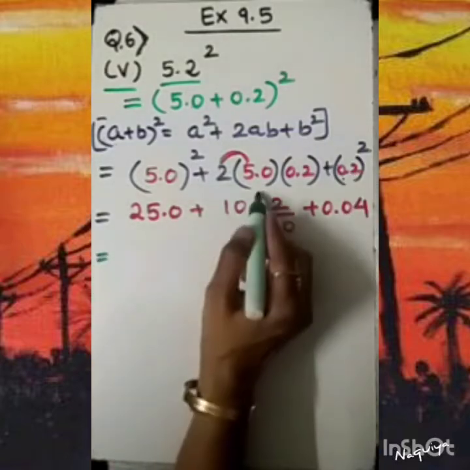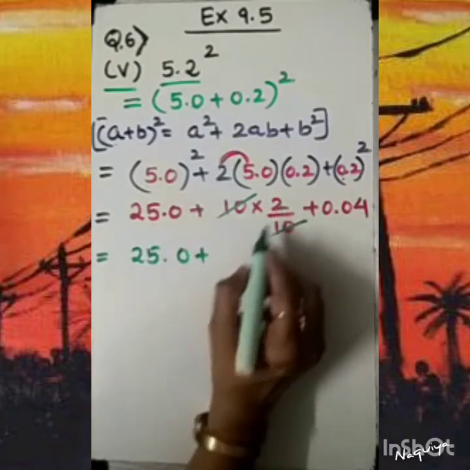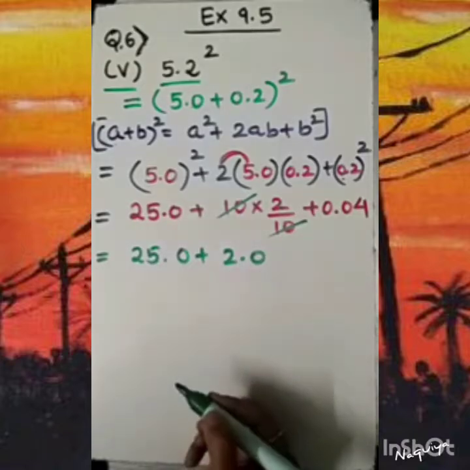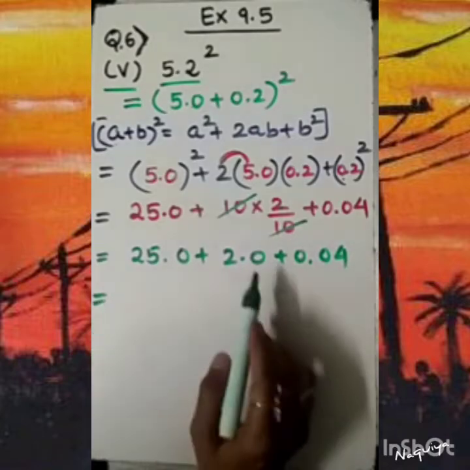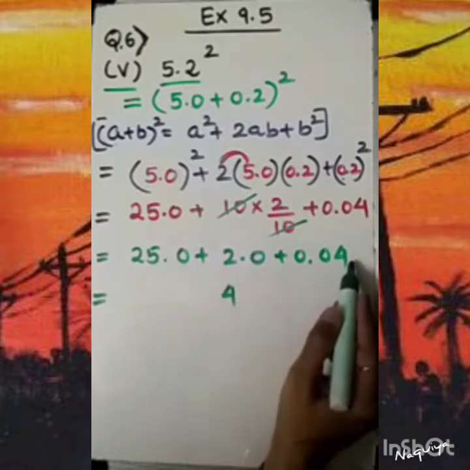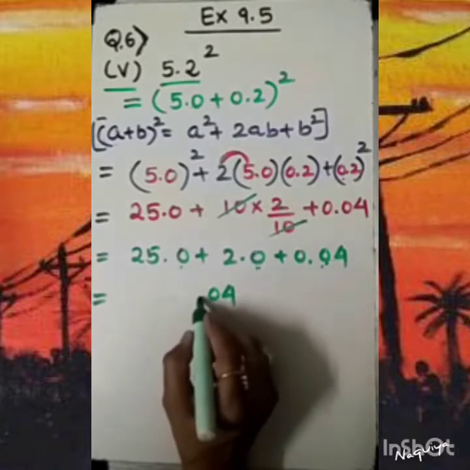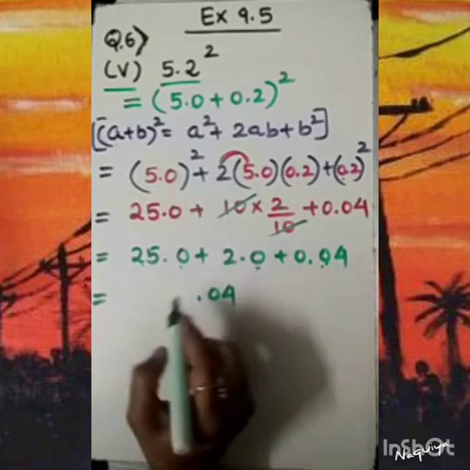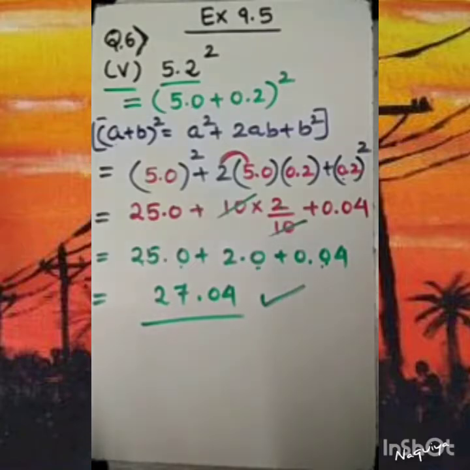So let's simplify. This will be cancelled. So what is left? 25.0 plus 2, it means 2.0, can I write? And plus 0.04. Now let's add all. After decimal, here it is 2 digits. So I need to write from the back side 4, then 0. This place, tenth place, is 0. So here it will be 0. And 25 plus 2 is 27. So the answer for this is coming 27.04. Clear to you? Which is quite easy and really very easy.